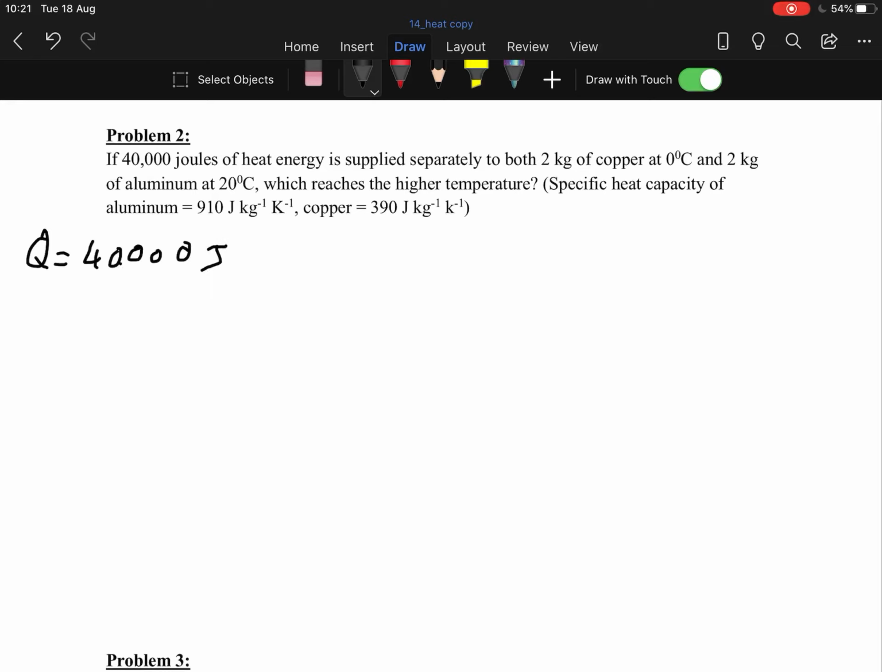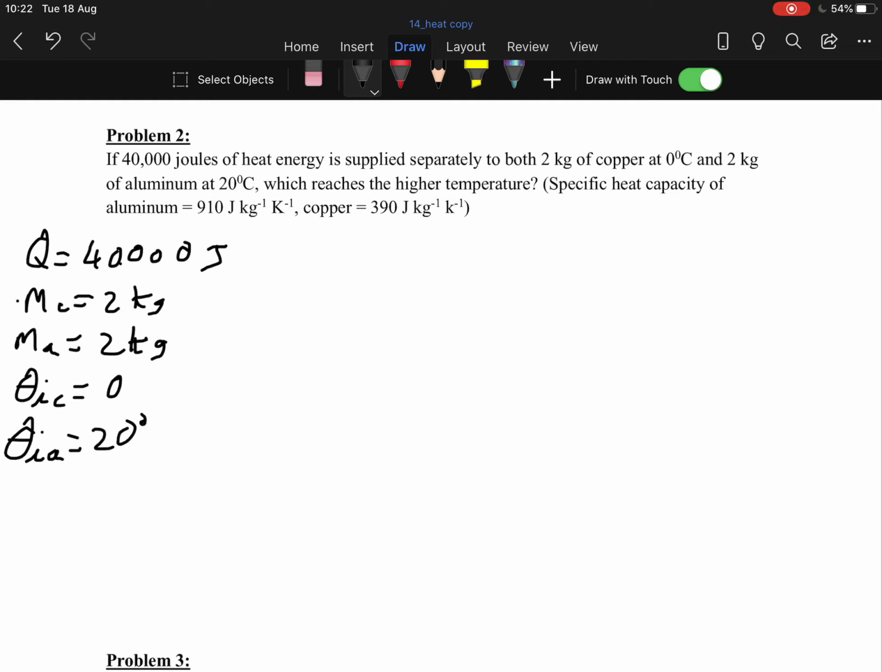2 kgs of copper, so the mass of copper is 2 kgs, and the mass of aluminum was 2 kgs, and the initial temperature of copper was 0, and the initial temperature of aluminum was 20, sorry. And we have the heat capacities.